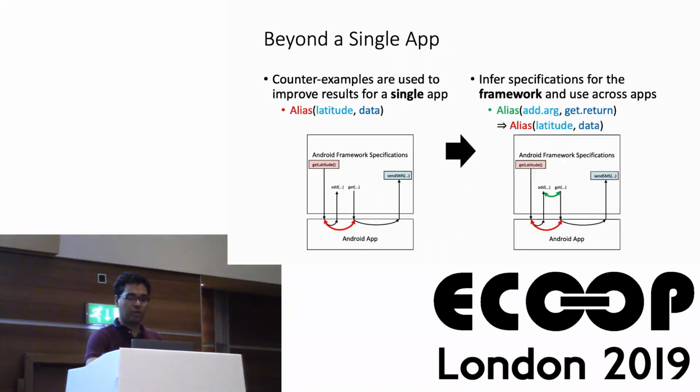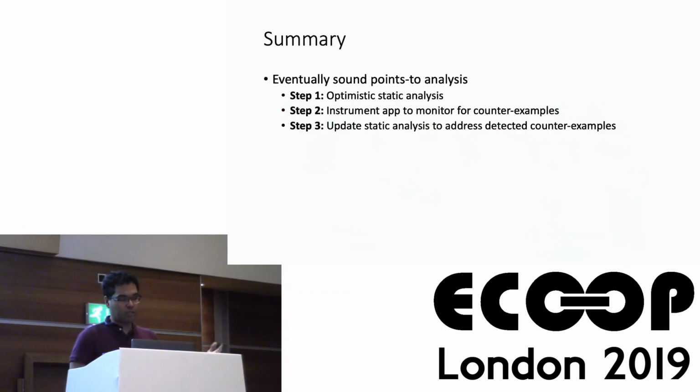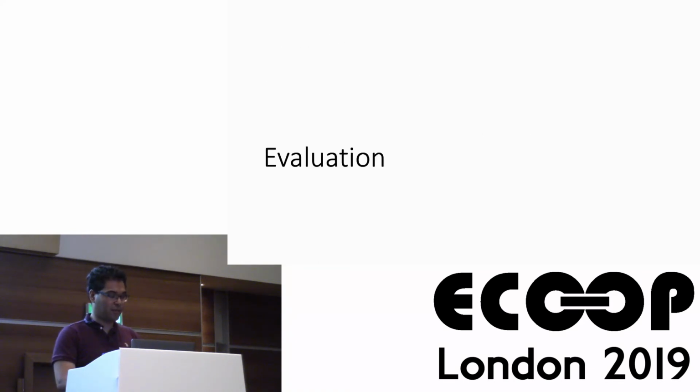Another trick we use, which you can also see our paper for, is that we can generalize these counterexamples from a single app to specifications that can be used across apps. And we can use specification inference algorithms to do so. So just to summarize, the eventually sound points-to analysis consists of 3 steps: optimistic static analysis, instrumenting the app to detect counterexamples, and then updating the static analysis to address the counterexamples. So I'm just going to quickly go through our evaluation.